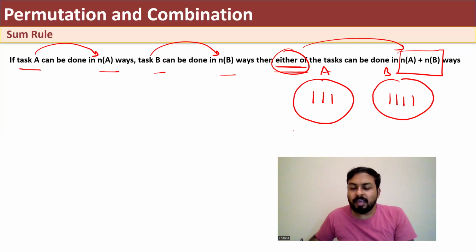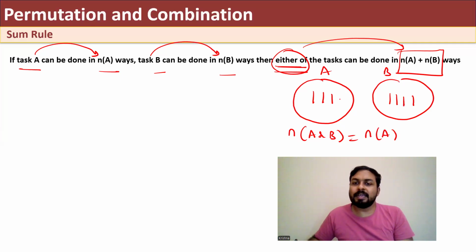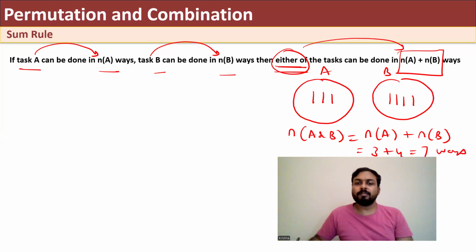Now, if I say, in how many ways can you pick an element from set A or B? The number of ways in which you can pick an element from either set A or set B will be equal to the number of ways in which I can pick an element from set A plus the number of ways in which I can pick an element from set B. So that is 3 plus 4, 7 ways.